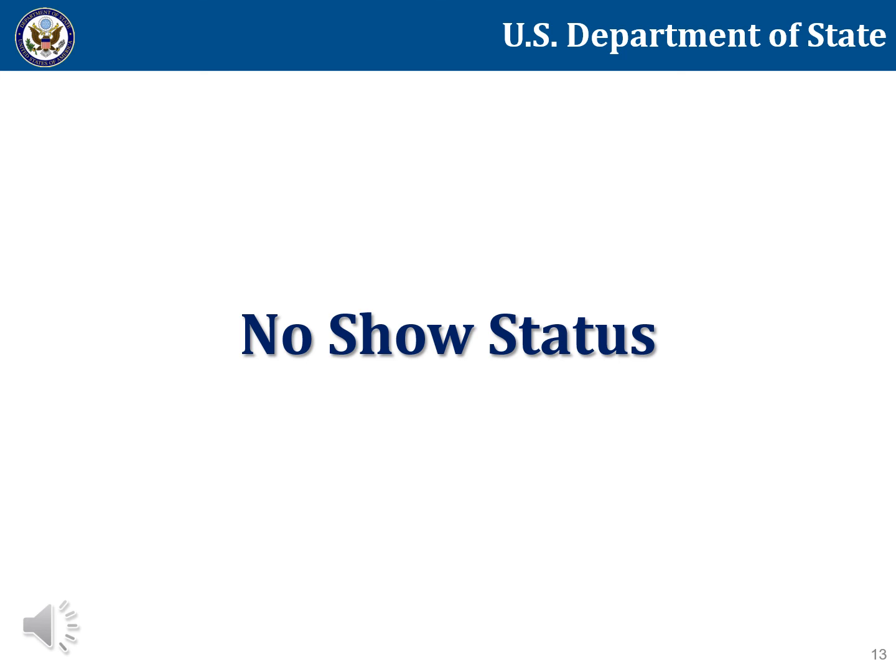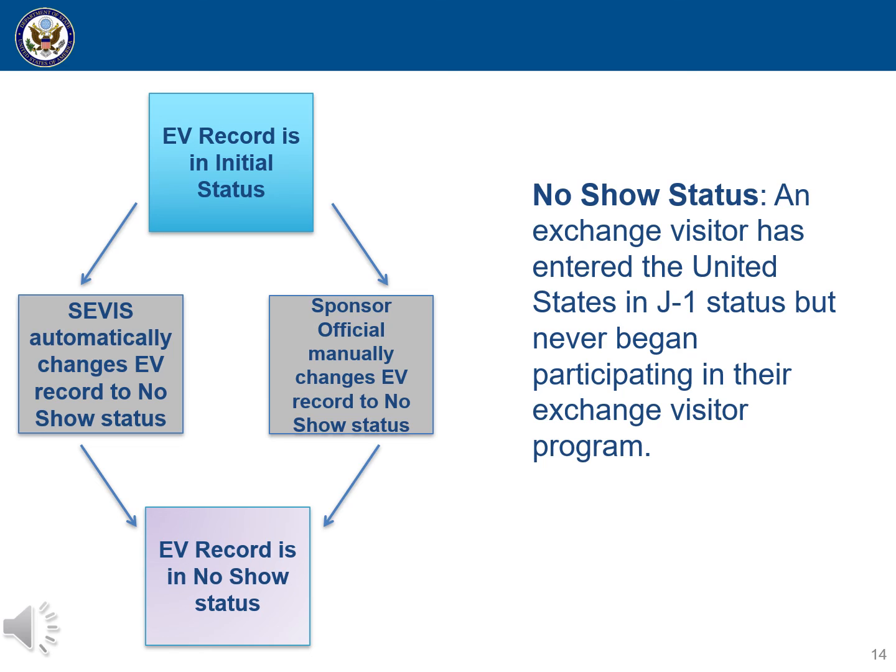Now we will look at no-show status. The difference between using the Cancel EV function and the no-show function is whether or not the exchange visitor has entered the United States in J1 status. Using the no-show function reflects that an exchange visitor has entered the United States in J1 status, but has failed to begin participation in their exchange visitor program. As with the Cancel EV function, a sponsor official may manually change an exchange visitor status to no-show, or they may wait for the system to automatically update the status to no-show.